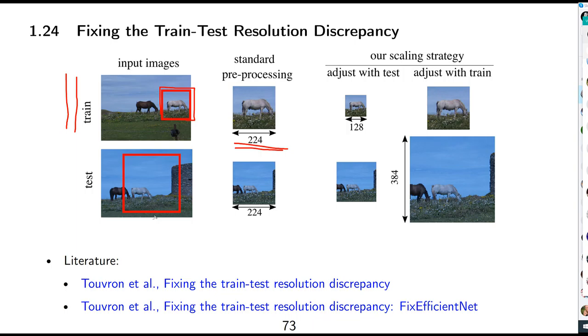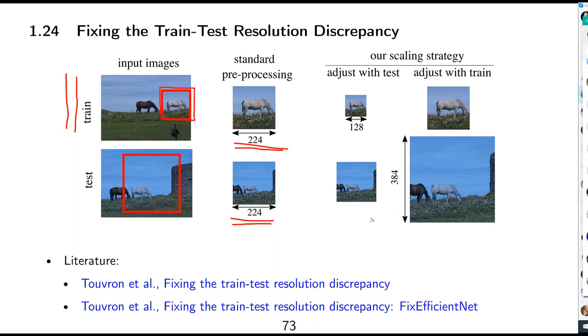During test time, the most common method is to use the center crop. That means that the center of the image, some 224 times 224 crop here, will be used for testing. So when this is used, we'll see an image like this. And so what we can observe is that the horse in the test time crop and resizing is a lot smaller than the horse that is seen during training.